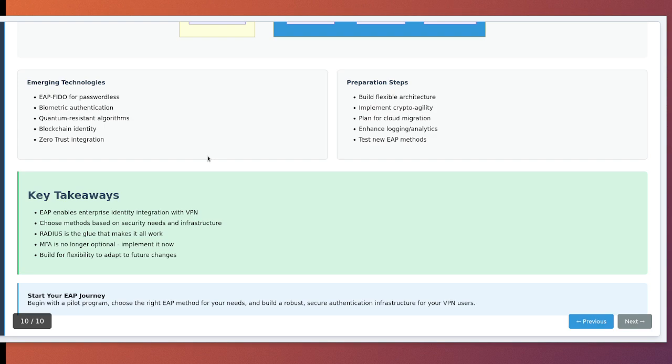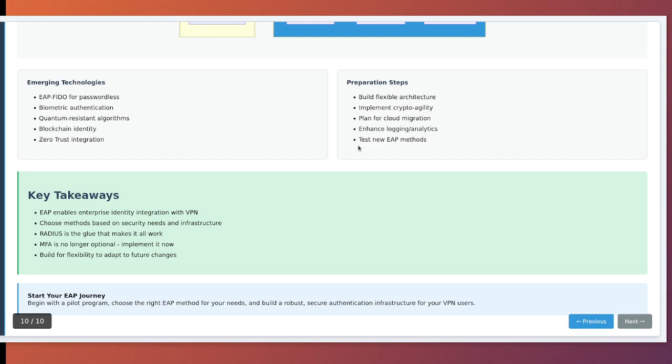My advice: build your EAP infrastructure with flexibility in mind. Choose solutions that support multiple authentication methods, integrate with modern identity providers, and provide rich logging and analytics. The specific EAP method you choose today matters less than building an architecture that can evolve with your security needs.